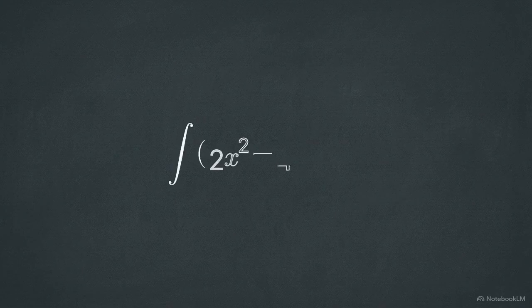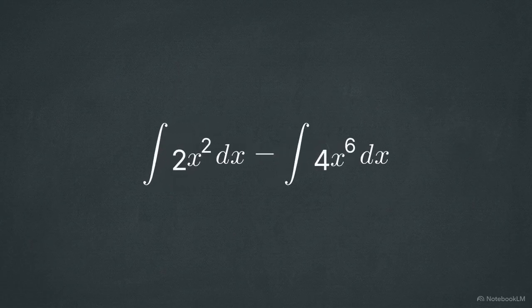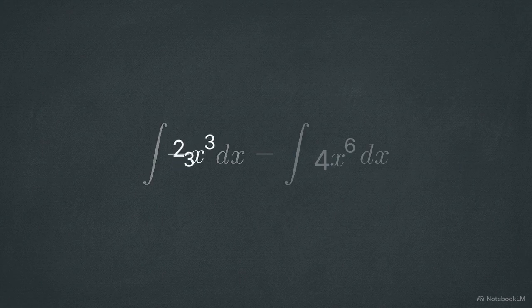We can see this in a complex polynomial example, the integral of 2x squared minus 4x to the sixth. The integral operator and the dx instruction distribute directly to each individual term, allowing us to split the equation in half. Applying the power rule to the first term, we add 1 to the exponent of 2 and divide the existing coefficient by 3, giving us 2/3 x cubed.